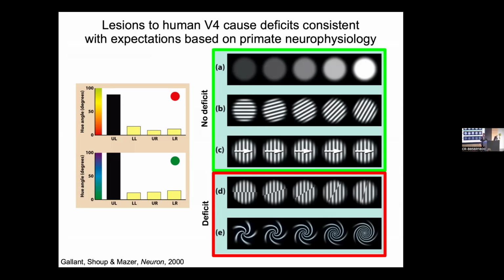So we studied this person extensively, and what we found is for every test we could give this patient, they looked exactly like what you would expect if you had a primate, a macaque, with a V4 lesion. They could do luminance discrimination in the upper left quadrant, no problem. They could do orientation discrimination without an issue. They could do motion discrimination. That wasn't a problem either.